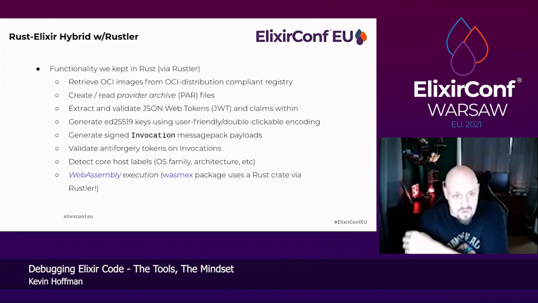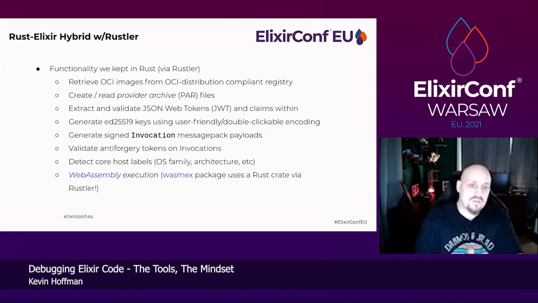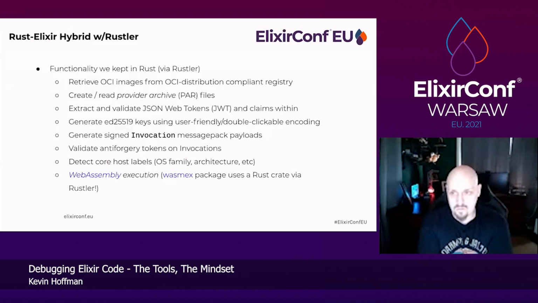We did, however, keep quite a bit of functionality in Rust, and that was actually one of the huge benefits of using Elixir, was that through a package like Rustler, we were able to keep a bunch of functionality. Essentially, we retrieve our OCI images, Open Container Initiative, from OCI distribution compliant registries. We create and read the provider archive files.